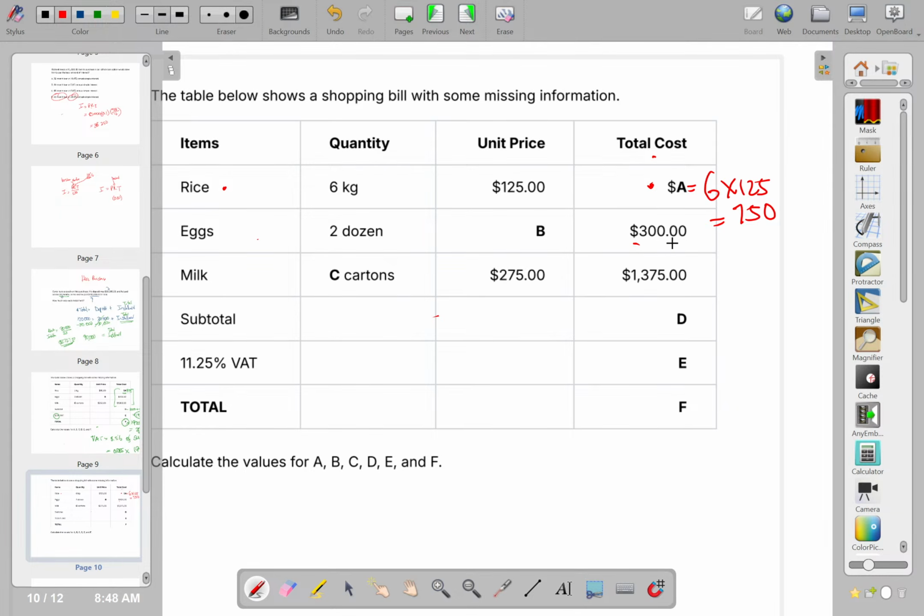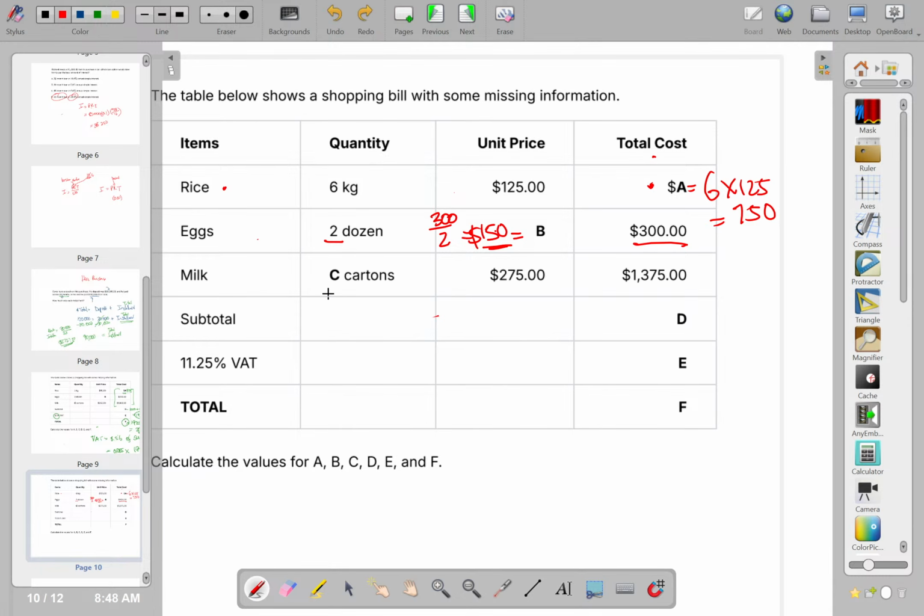Then this total cost is 300. I had 2 dozens, right? Each dozen will cost 300 divided by 2, which gives me 150. So each dozen costs $150. $150 for the first dozen, $150 for the second dozen, so the total would have been 300. Hope that makes a lot of sense. Good job, Shaniqua.